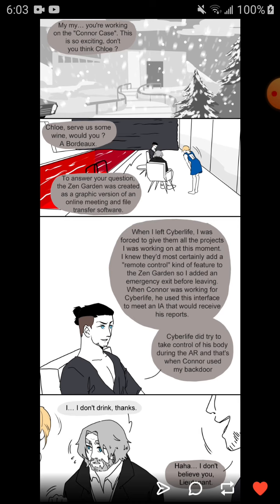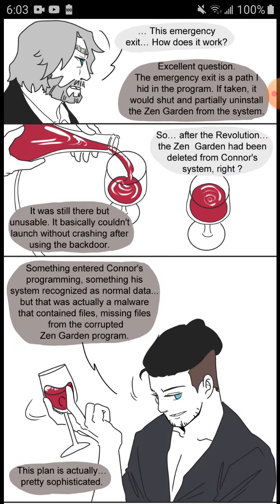I don't drink, thanks. I don't believe you, Lieutenant. This emergency exit, how does it work? Excellent question. The emergency exit is a path I hid in the program. If taken, it would shut down and partially uninstall the Zen Garden from the system. So, at the revolution, the Zen Garden had been deleted from Connor's system, right? It was still there, but unusable. It basically couldn't launch without crashing after using the back door.